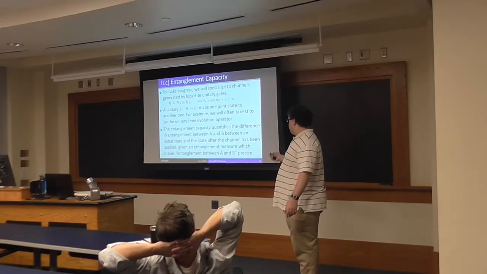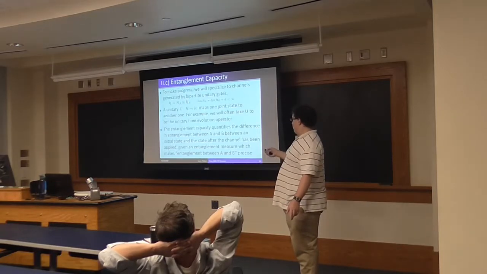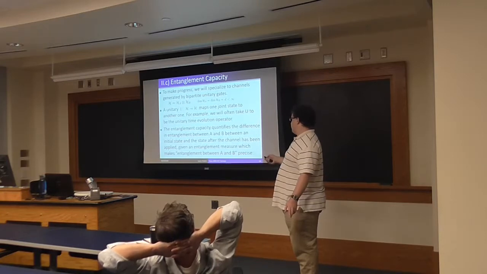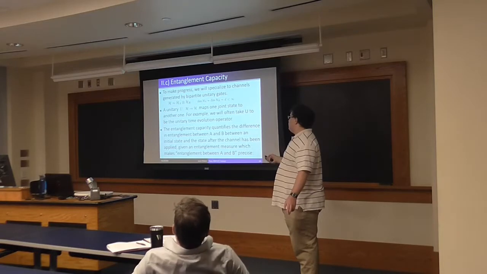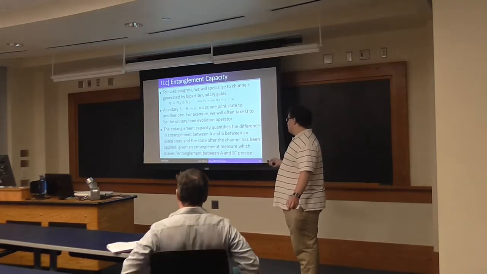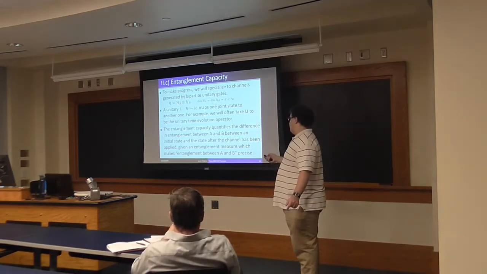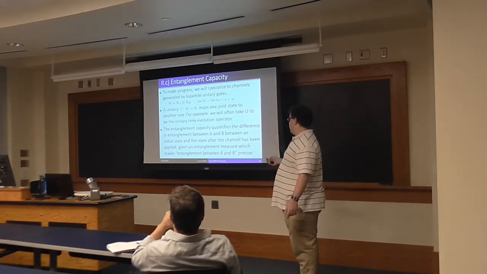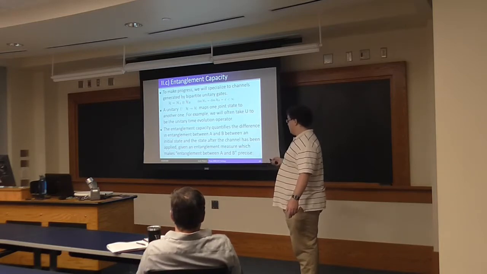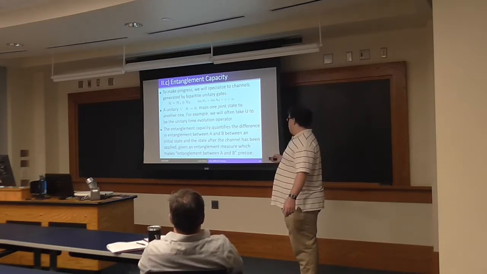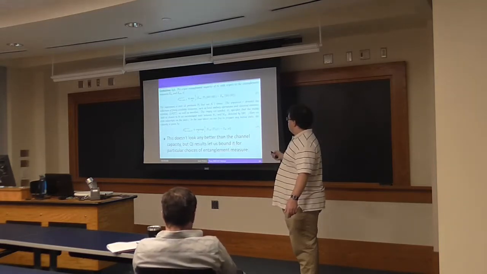So now we define a quantity. Before I was talking about channel capacity. Now I'm going to define something called the entanglement capacity. And this is basically what I just said. It's the difference between the initial entanglement between A and B and the entanglement between A and B after I've applied this unitary. In order to make that precise, I have to tell you what I mean by entanglement between A and B, and I have to say what I mean by difference. So we get this scary looking definition here.